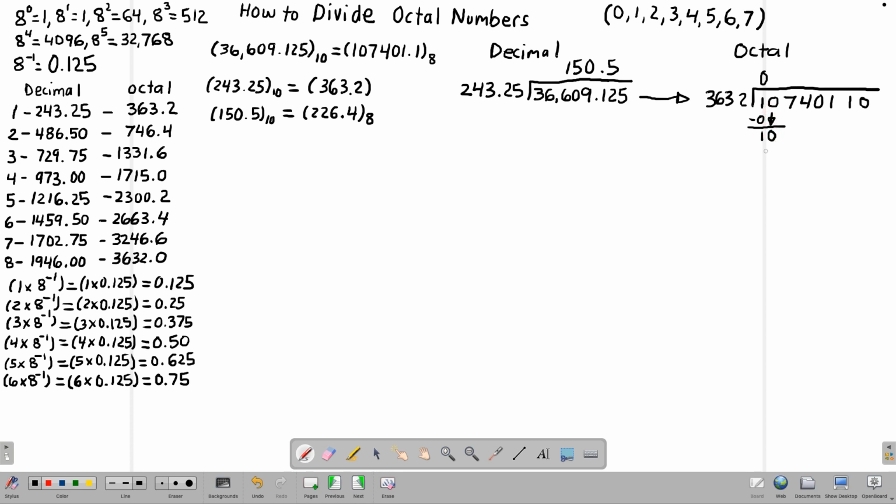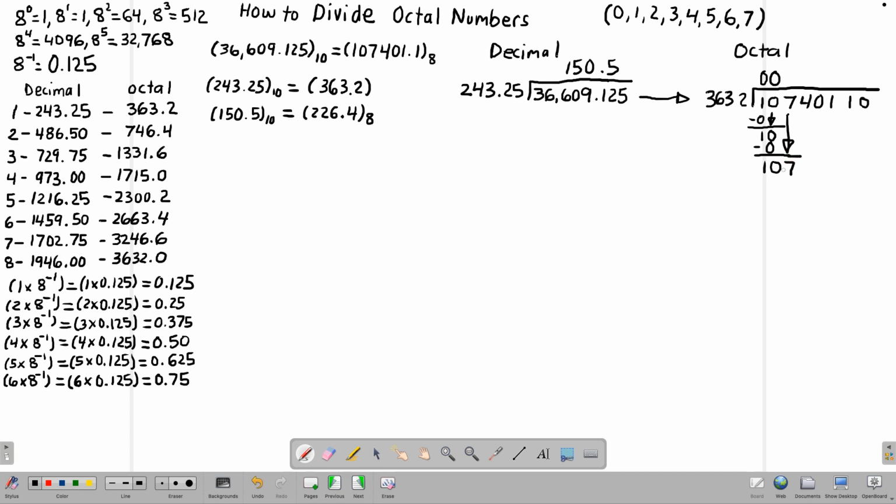All right. So next we start the process over again. Does the value 3632 go into the value 10 in octal? The answer is no. So we put a 0 here. And then the next step is multiply 0 times 3632. That gives us the value of 0. We subtract. And then we have 1, 0, and then we bring down the value 7. So this leaves us with 107.